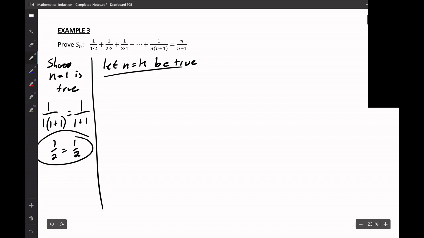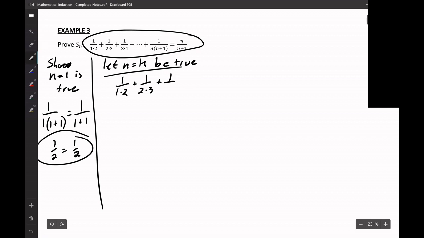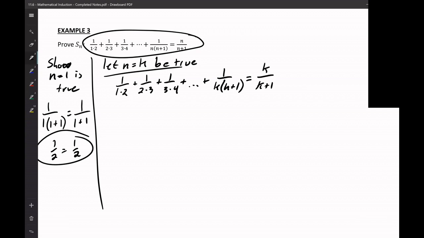So assume that the kth domino falls. What does that imply? Well, that implies that this expression here is true for k. So 1 over 1 times 2 plus 1 over 2 times 3 plus 1 over 3 times 4 plus dot dot dot plus 1 over k times k plus 1 is equal to k over k plus 1. So we're assuming that this is true.